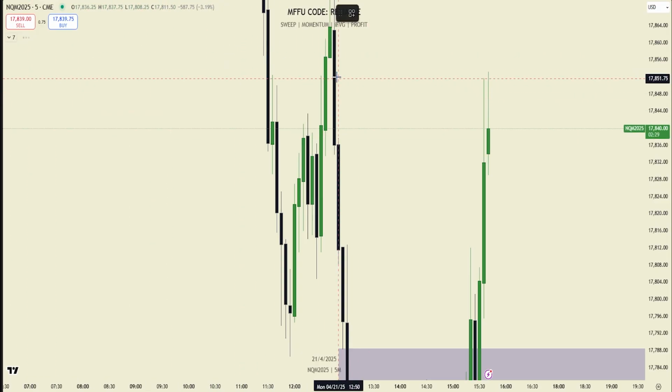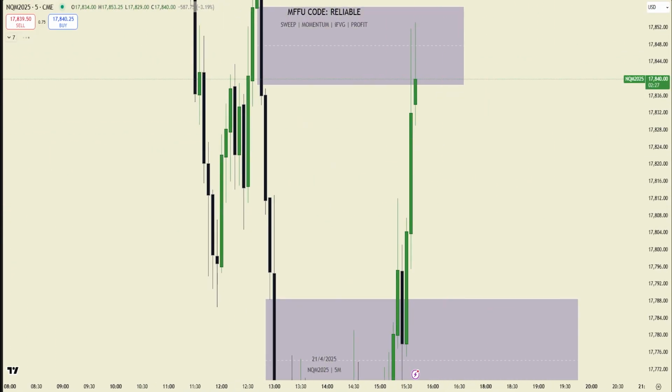If we don't inverse this 5 minute last gap, we could definitely go lower here, but we'll see.